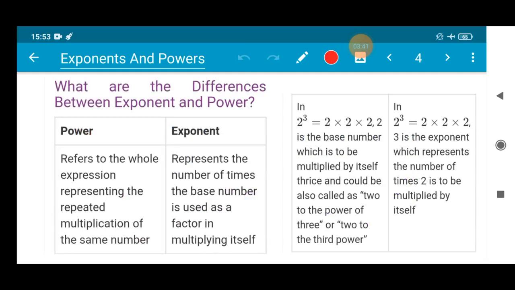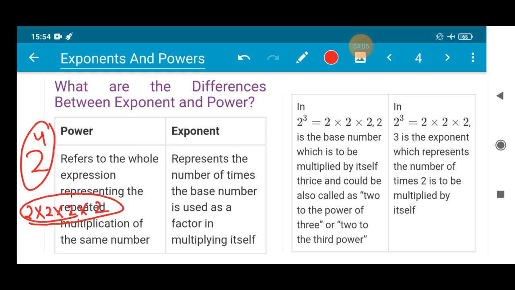Now knowing about exponent, the question arises, what is the difference between exponents and power? So what is power? Power refers to the whole expression. Suppose 2 cube, 2 to the power 3 or 2 to the power 4, then this whole thing is a power. It refers to the whole expression representing the repeated multiplication of the same number. Say 2, how many times will it be multiplied now? 4 times. So this is a power, an expression in which the number is multiplied with itself. The number of times it has to be repeated, that is the exponent. The whole expression is the power.